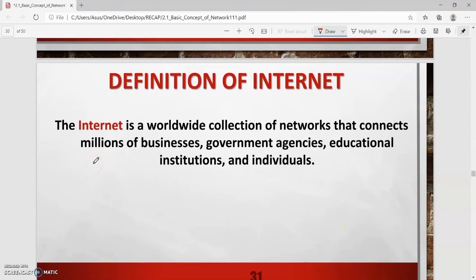Okay, then you have to focus on internet. The internet is a worldwide connection of network. Remember, internet is a worldwide connection of networks that connect millions of business, government agency, educational institute, and individuals.